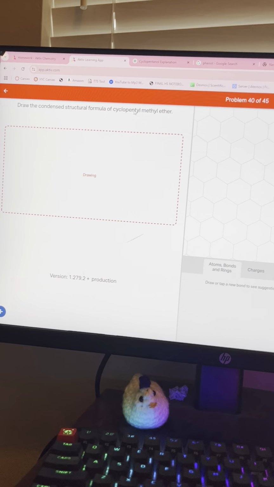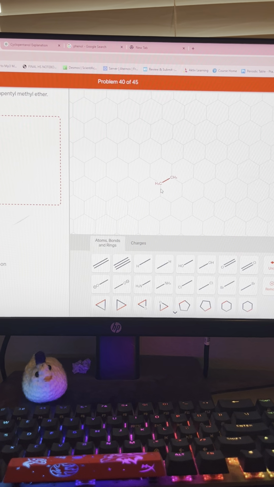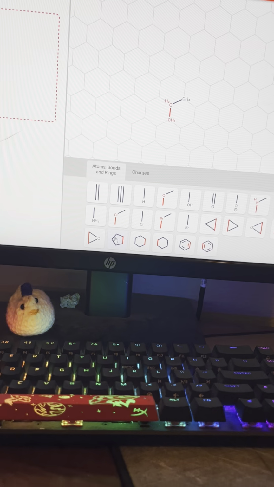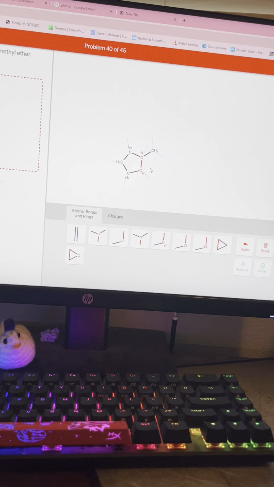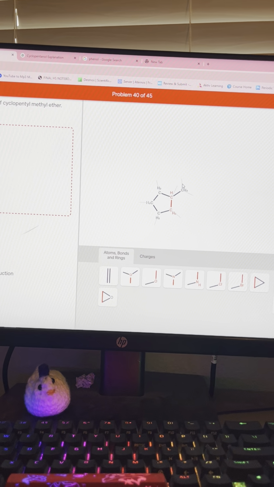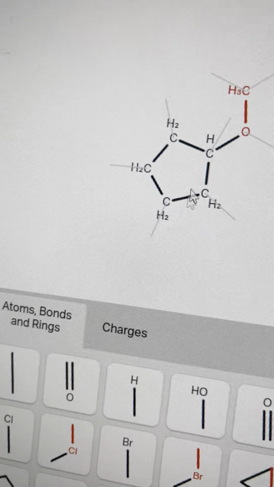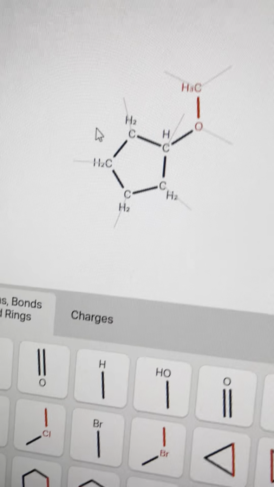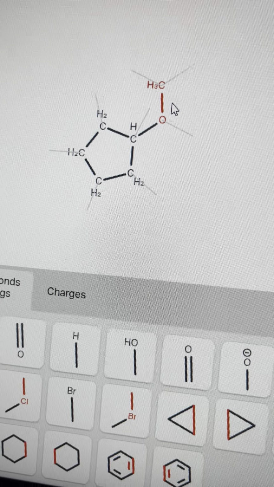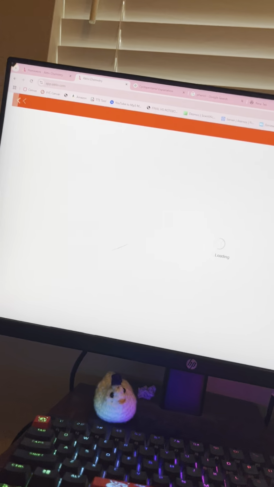Continuing on, now we're drawing it. So cyclopentyl, remember that's an enclosed shape with 5 sides. You could just get it from down here. And then it's like this. So you see we have the cyclopentyl here. We have the methyl right here. Remember the methyl is just that. And then this is the ether in the middle. So that's how you draw those.